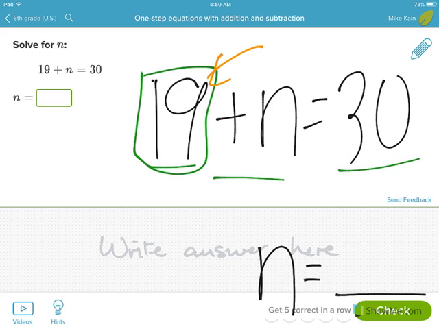So I'm going to do this. I'm just going to subtract 19 from this side. Now watch this. 19 minus 19 is 0. So now we have n by itself. Now we can't stop there though.